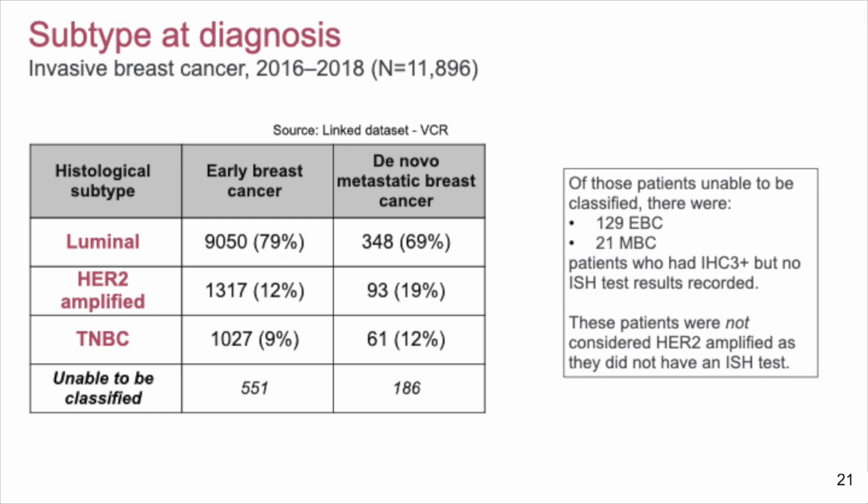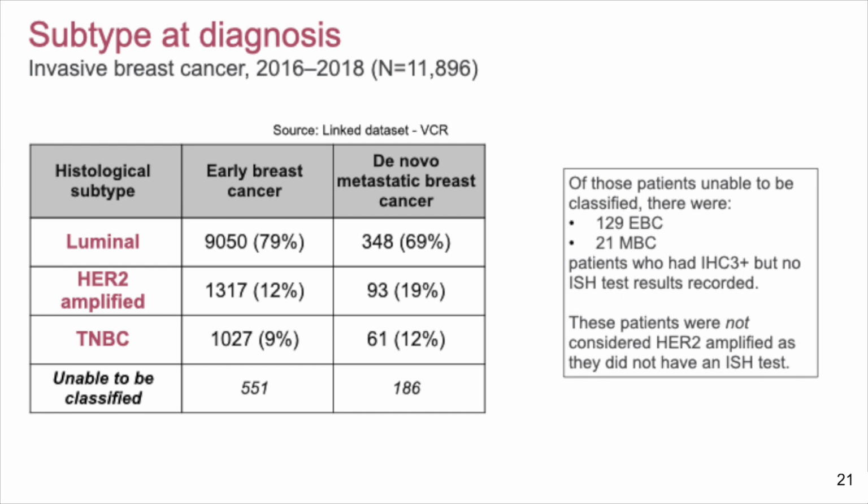Again, no surprises here in that the vast majority of our patients actually have luminal A or luminal B, so estrogen receptor positive cancers. The fact that about 12% of our patients are HER2 amplified, there's a little bit of difference between the numbers here around when the cancer registry records HER2 amplified, they're actually looking for an ISH result as well as an immunohistochemistry result. And there are some patients who've had immunohistochemistry, which is 3+, but no ISH recorded.